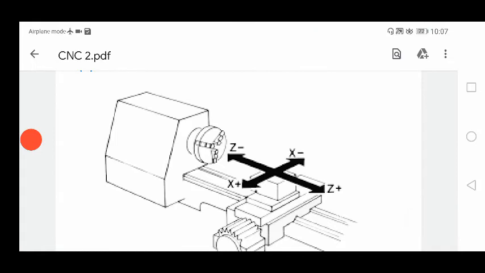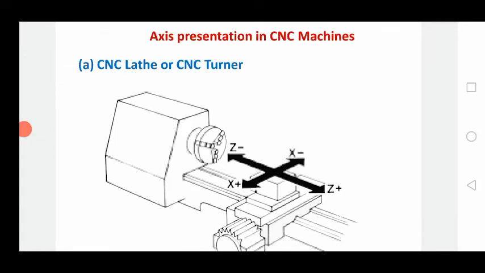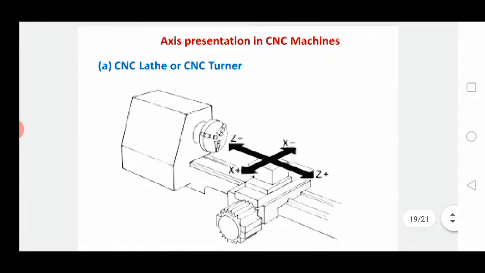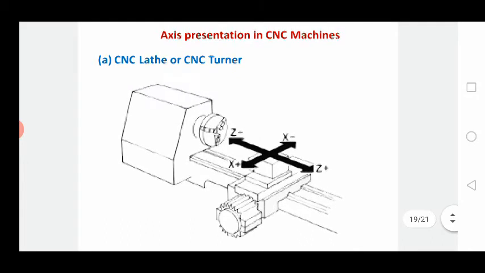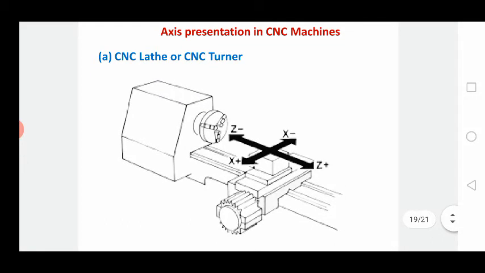Next comes the axis presentation in CNC machines. How we present the axes is very important for us to write the programs. So for a CNC lathe or CNC turner, we have only two axes, that is the x and z axis, which are both in the horizontal plane.